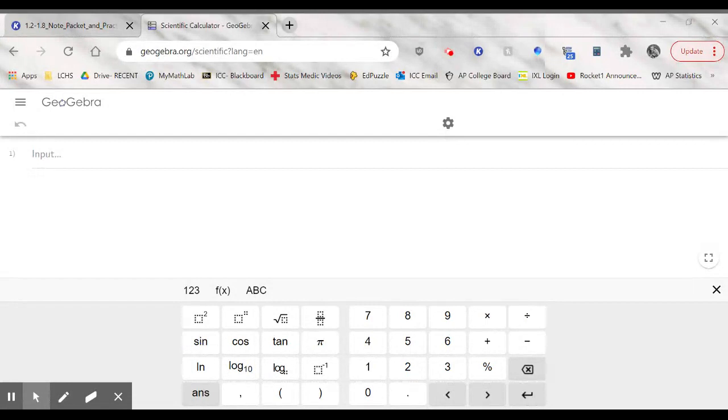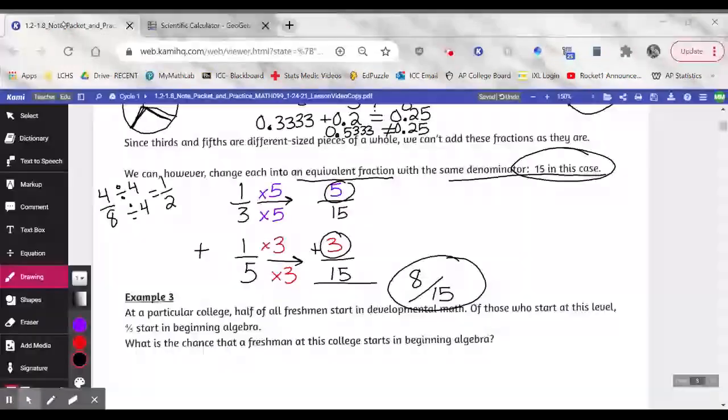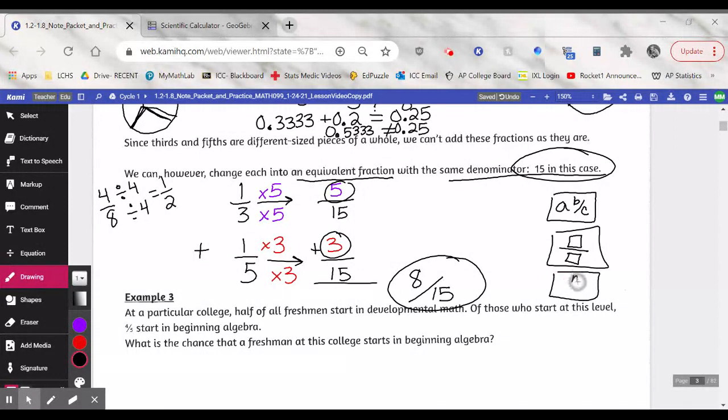A lot of times the fraction button will look like a and then b over c, or sometimes it just has blank spaces on the top and the bottom, or it has n over d. All of those are your fraction buttons. So each of your calculators should have one of those different buttons to help you.